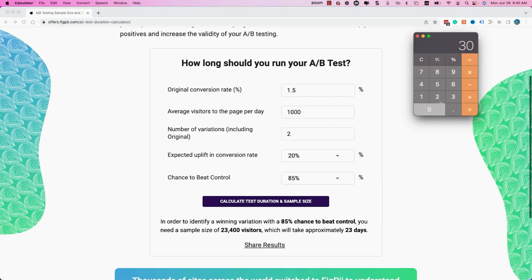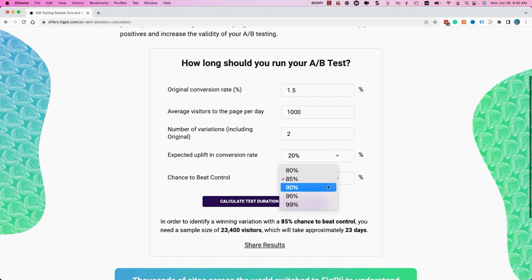So it's 30,000 visitors multiplied by 1.5 divided by 100. Again, that's 450 conversions. And notice it's taken us 23 days. So I'm going to be a little bit more strict. Now, even with the 90% chance to beat control, things are a little bit more comfortable with 450 conversions. There's different ways to play with this. Again, what I'm focused on is the number of conversions.